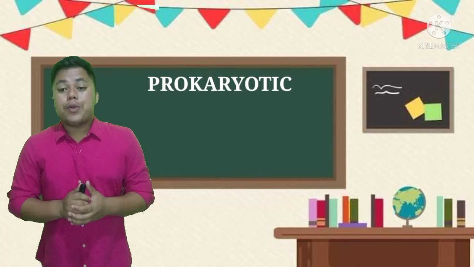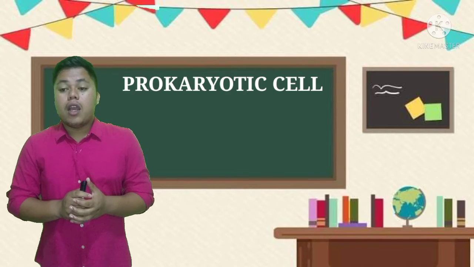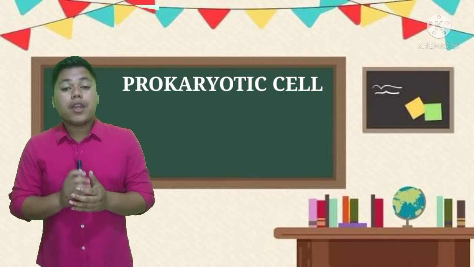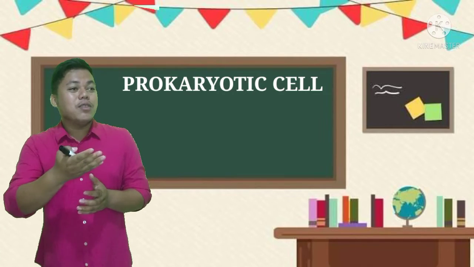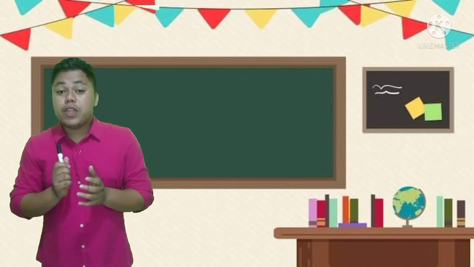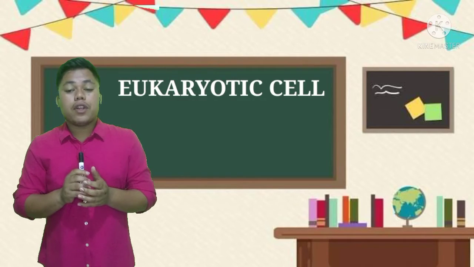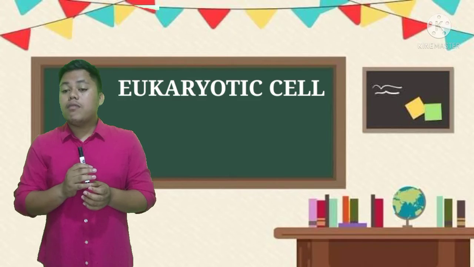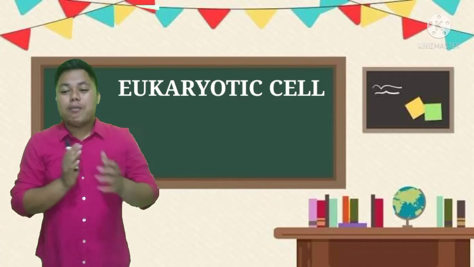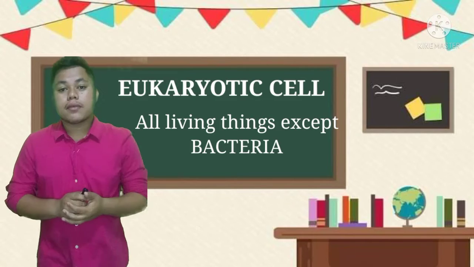So if we say prokaryotic cell, it means no nucleus and no membrane-bound organelles. So what are the examples of prokaryotic cell? Yes, Miss Edu. Very good. Bacteria. So if we say eukaryotic cell, it has a nucleus and membrane-bound organelles. So what are the examples of eukaryotic cell? Yes, people at the back. Very good. All living things except bacteria.